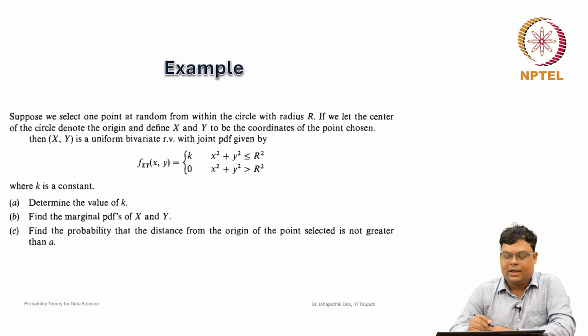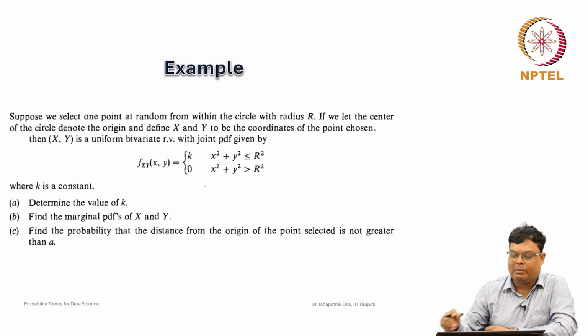Let us discuss another example for joint probability density function. Suppose we select one point at random from within the circle with radius r. If we let the center of the circle denote the origin, define X and Y to be the coordinates of the point chosen. Then (X, Y) is a uniform bivariate random variable with joint probability density function given by this.